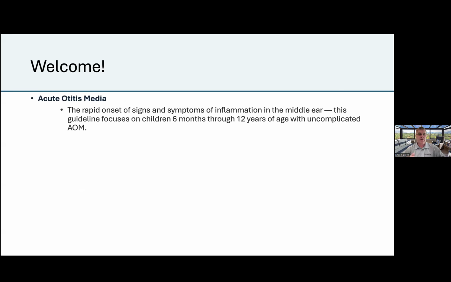So why are we talking about acute otitis media? Well, simply put, it is the single most common reason antibiotics are prescribed to children in the United States. With that comes lots of discussion, lots of arguments, lots of conversations, and lots of guidelines. Very generally, for this guideline, we mean children otherwise healthy, 6 months to 12 years with uncomplicated otitis media. That is signs and symptoms of inflammation of the middle ear.